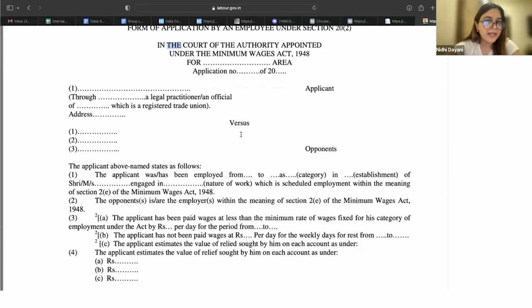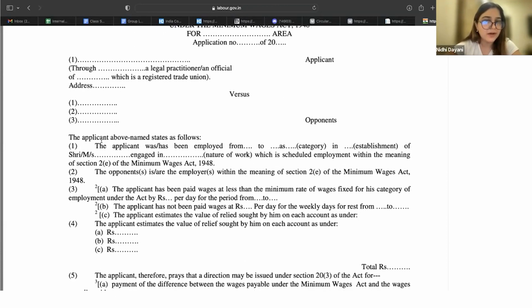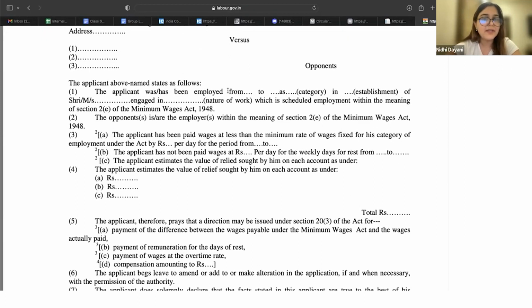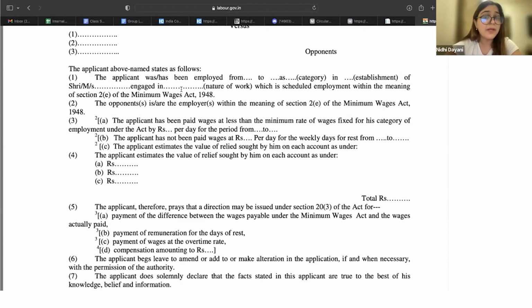Applicant name versus opponent, who is that? The applicant has been employed in so and so category, in so and so establishment, in so and so nature of work. It is a scheduled employment within the meaning of 2E of the Minimum Wages Act. The opponent is the employer. Who is the employer? Your manager, supervision and control, head of department, CEO, or a person who has supervision and control. Correct? These are your employers.